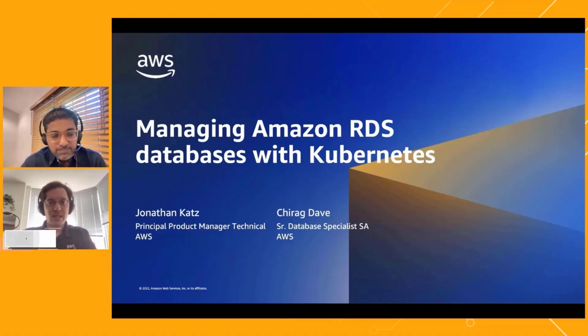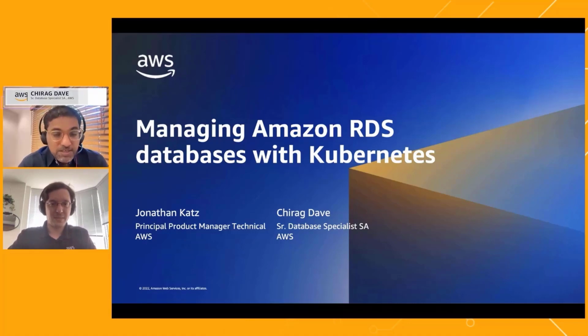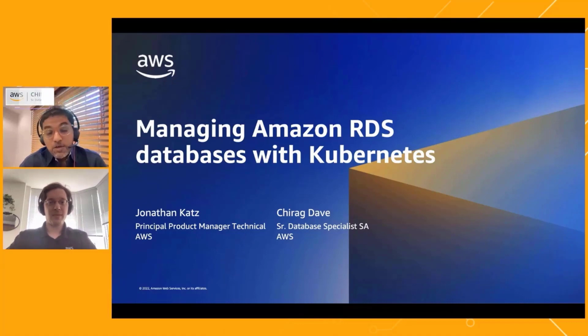My name is Jonathan Katz. I'm a Principal Product Manager Technical at Amazon, and I'm happy to be co-presenting with Chirag Dave, who I will let him introduce himself. Hello, everyone. My name is Chirag Dave. I'm a Senior Database Specialist SA, specializing in RDS and Aurora. And I also work very closely with the product team on ACK. And that's what we're going to talk about today.